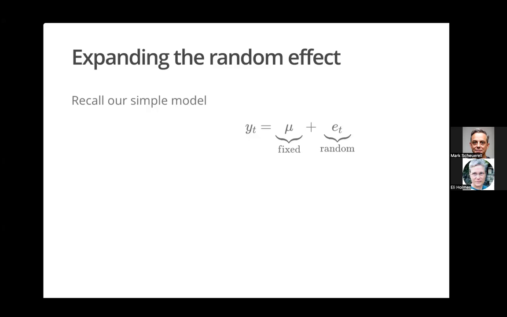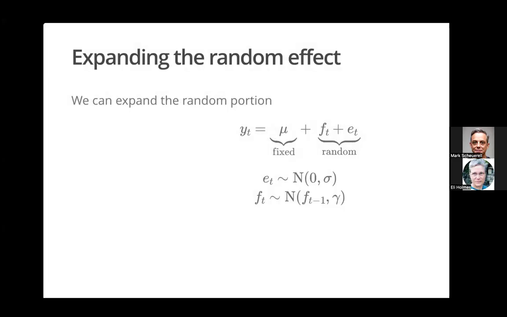Okay, let's start thinking about some more random effects here. So let's go back to that very simple model we started with, right? We had this mu plus some error term, and we talked about the mu as being fixed and the errors as being random. You could expand the random portion here.